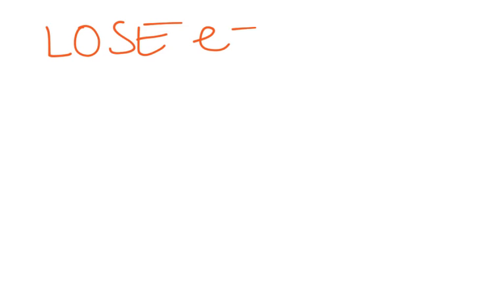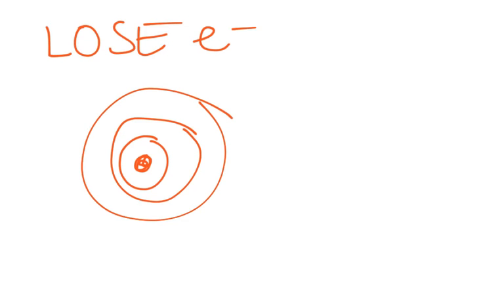Okay, to achieve their noble gas configuration. Let's go back to sodium again. Sodium, if you remember, and forgive my quick messy drawings, we had 2 here in level 1, 8 here in level 2, and then 1 left in level 3. So logically, it's a lot easier to lose 1 than it is to gain 7. That's sort of common sense.